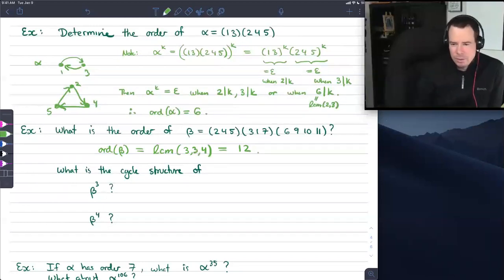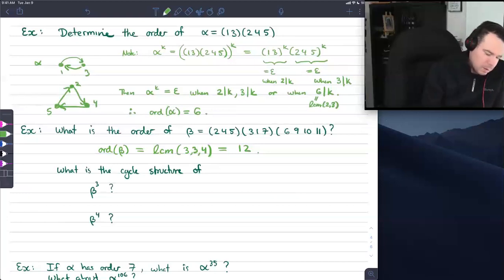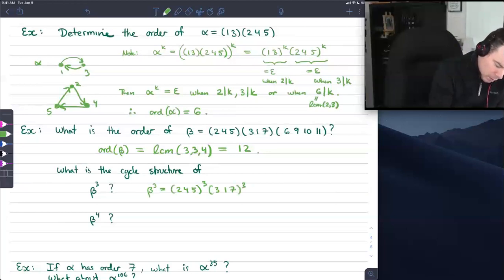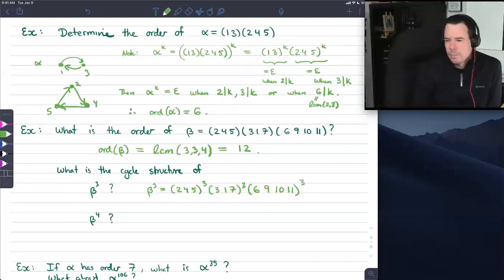But we can elaborate on this a little bit more. We can say more about this, not just the orders. We can say something like, what is the cycle structure of beta cubed? If I took beta and I cubed it, what is the resulting cycle structure of that? Well, beta cubed would be this cubed times this cubed times this cubed. Disjoint cycles commute, so when I power it up, I can power their individual cycles up.